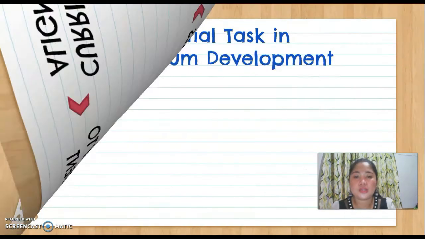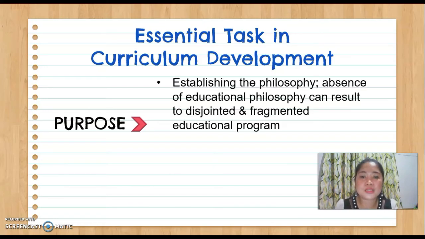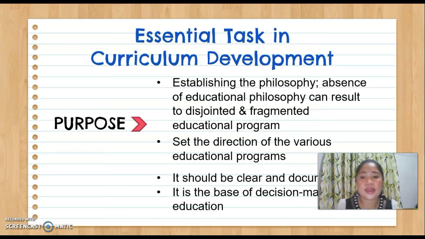Let's talk about purpose. What do we mean by purpose in the essential tasks in curriculum development? When we say purpose, it is establishing the philosophy of the school or of the curriculum. Absence of educational philosophy can result in a disjointed and fragmented educational program. So, the curriculum development purpose must be anchored to the educational philosophy. It sets the direction of the various educational programs, and it should be clear and documented. It is the base of decision-making in education. So, when you say purpose in the essential tasks in curriculum development, it is very important because this is the base of our decision making in the education system of our country, or of making our curriculum development.